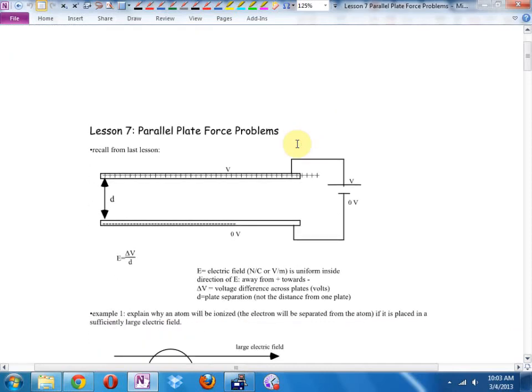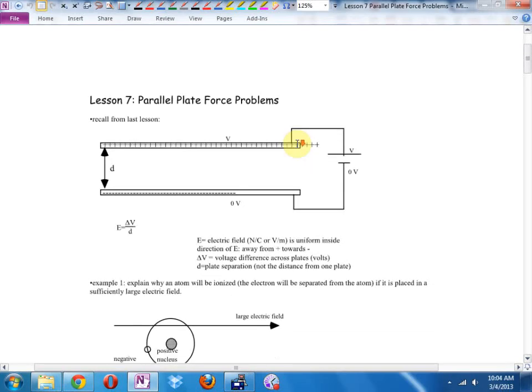Parallel plate force problems, lesson 7. Quick review from last lesson. We said, if you've got a couple of parallel plates, charge one positive, charge one negative by hooking them up to some kind of an electric source or a battery, the electric field is given by the change in voltage divided by the distance between the plates.